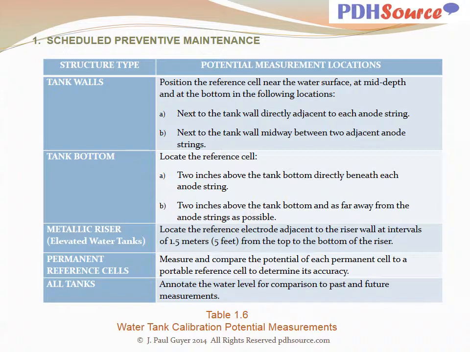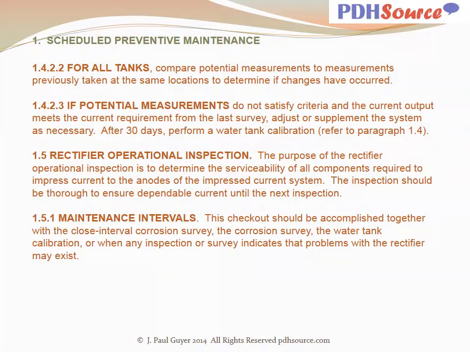Table 1.6 gives water tank calibration potential measurements required for tank walls, tank bottom, metallic riser for elevated water tanks, permanent reference cells, and all tanks. For all tanks, compare potential measurements to measurements previously taken at the same locations to determine if changes have occurred. If potential measurements do not satisfy criteria and the current output meets the current requirement from the last survey, adjust or supplement the system as necessary. After 30 days, perform a water tank calibration test.